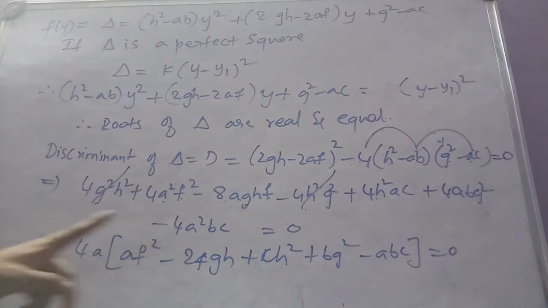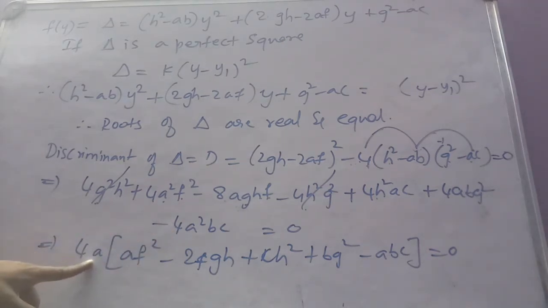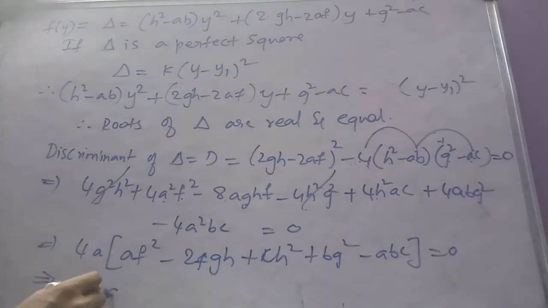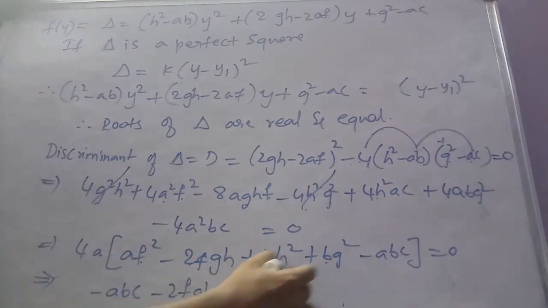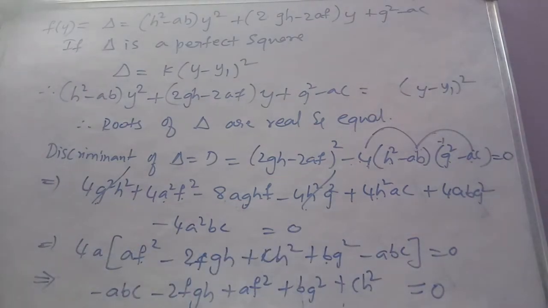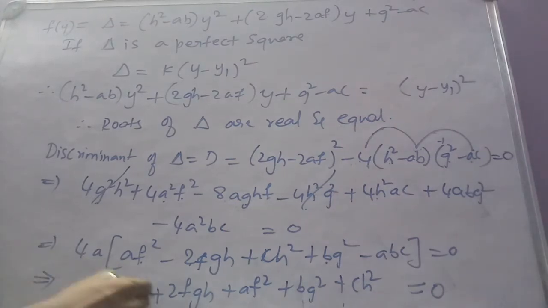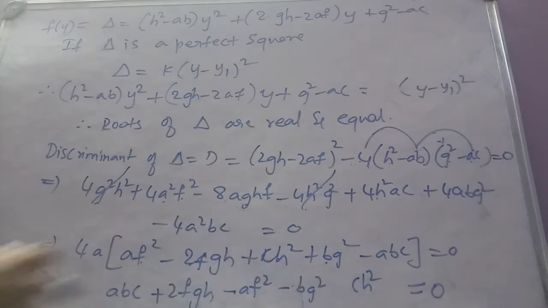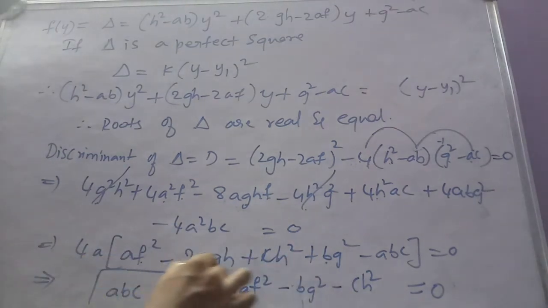Now I can divide with 4a on both sides, because a is not equal to 0 according to the question. You will get minus abc minus 2fgh plus af square plus bg square plus ch square is equal to 0. After that you multiply with minus on both sides, then you will get abc plus 2fgh minus af square minus bg square minus ch square is equal to 0. This is the required condition, dear students.